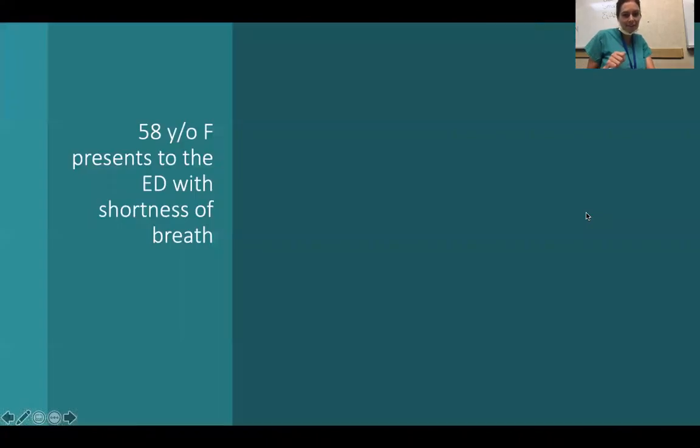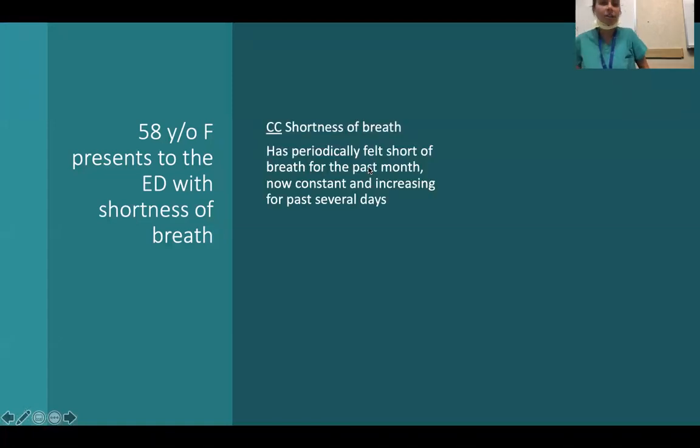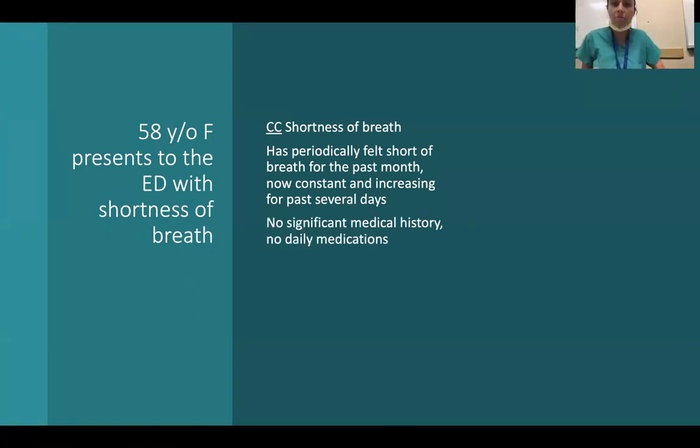So for her, when we go see her, she says that she's periodically felt short of breath for the past month. But now the shortness of breath is constant and has been increasing for the past several days. She doesn't have any significant medical history, doesn't take any medications every day, and isn't supposed to take any medications every day, to clarify, those are different.